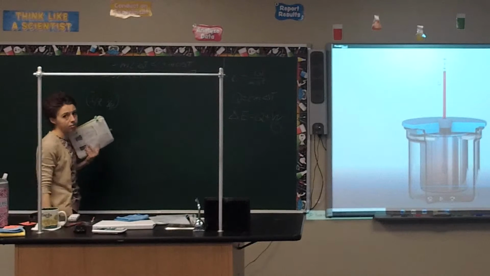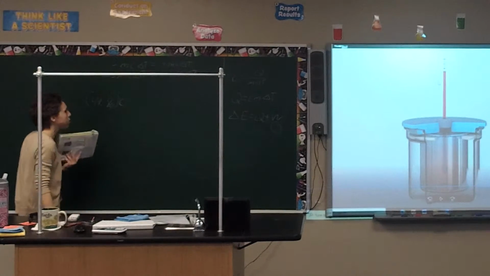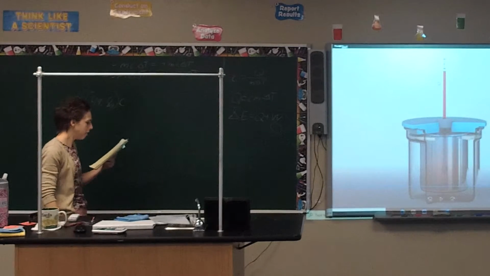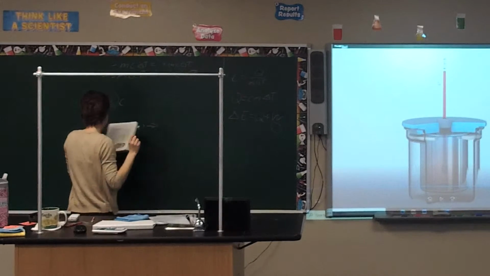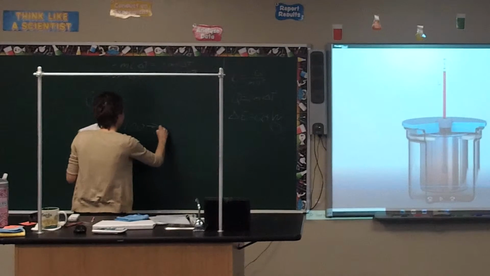What's the specific heat of lead? We don't know, this is what we're finding. So we see the change in temperature of lead. How do I find the change of temperature? It tells me that it started at 100 degrees Celsius, and at thermal equilibrium it stopped at 22.7.